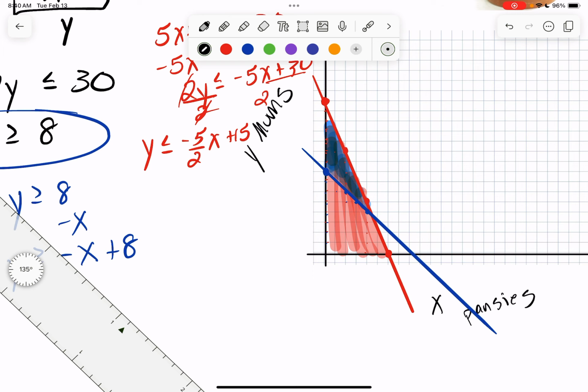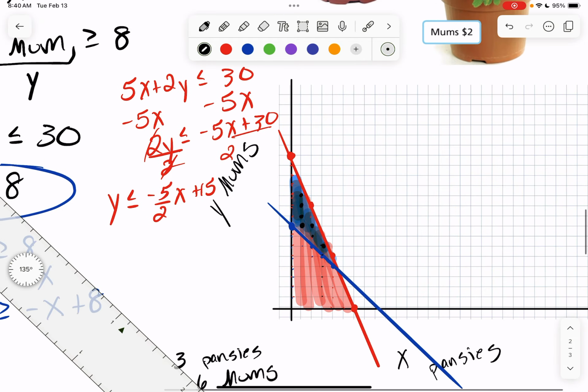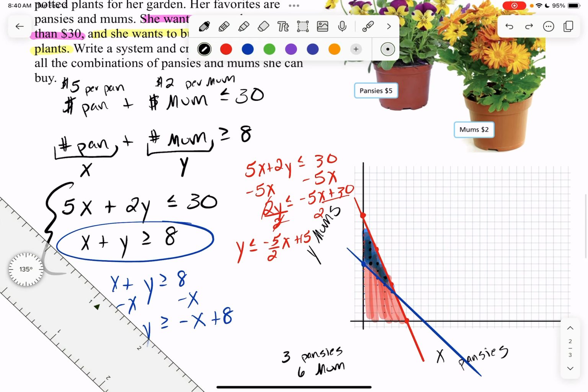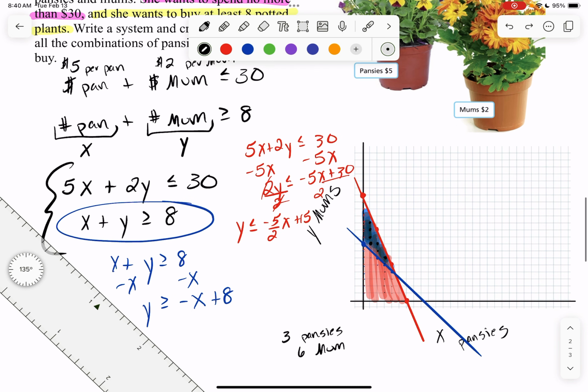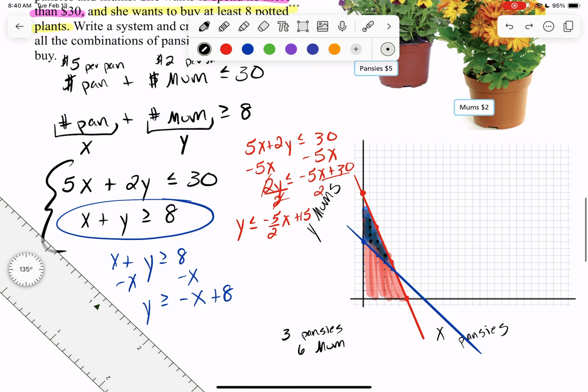Okay, so any of the points in that little bitty wedge will work. Well, we can only do whole numbers, so I could buy 1 and 8, 1 and 9, 1 and 10, 1 and 11, 2 and 7, 2 and 8, 3, and so I can come up with, here I could buy 3 pansies and 6 mums. Or any other combinations. And it makes sense that I can't buy nearly as many pansies. They're more expensive, they're $5. I only have $30. So I can't buy nearly as many pansies. All right.